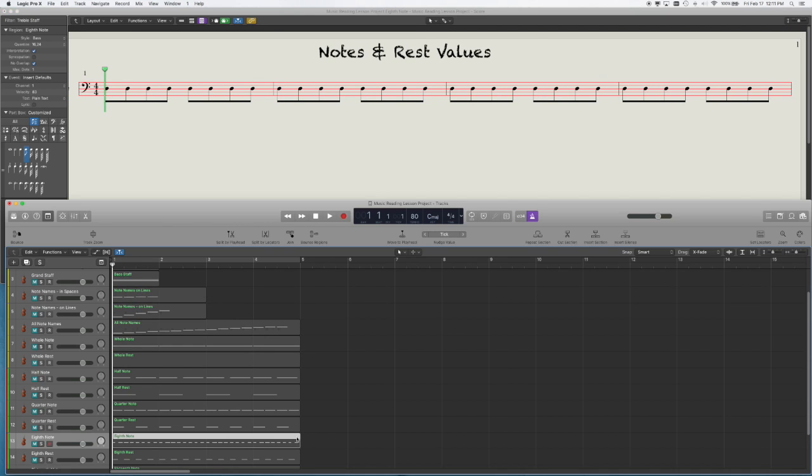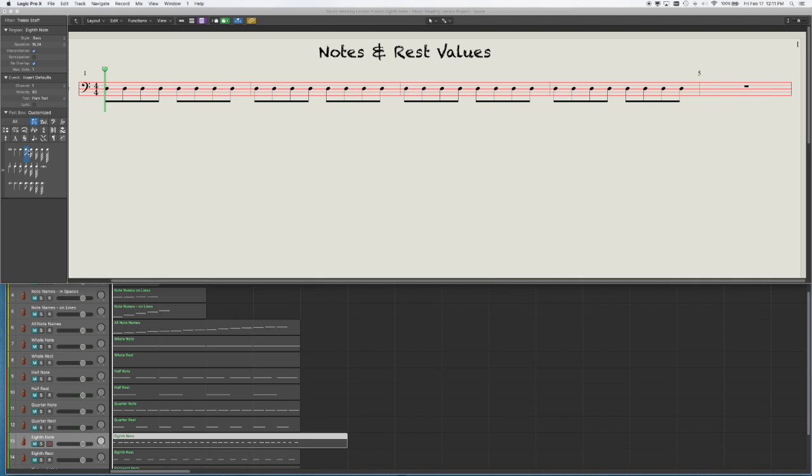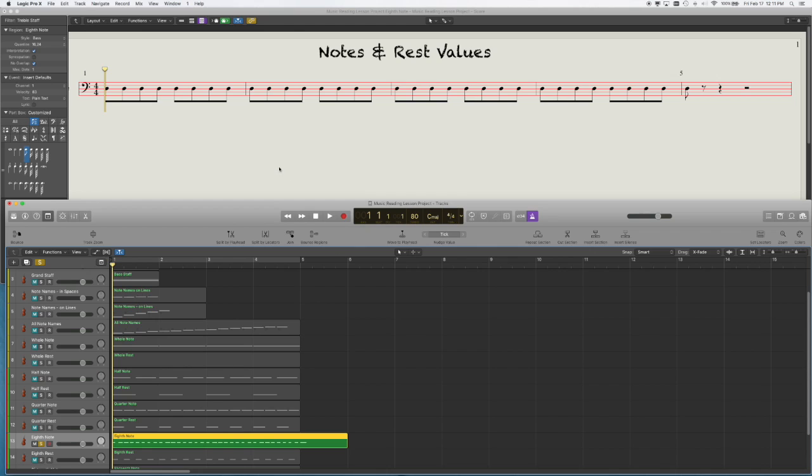Actually, I can add that right now. That is an individual eighth note. And eighth notes played in time with the metronome sound like this. Should be twice as fast as a quarter note.